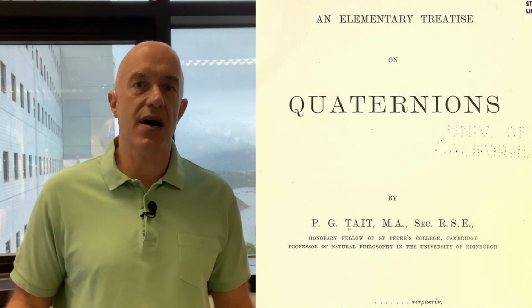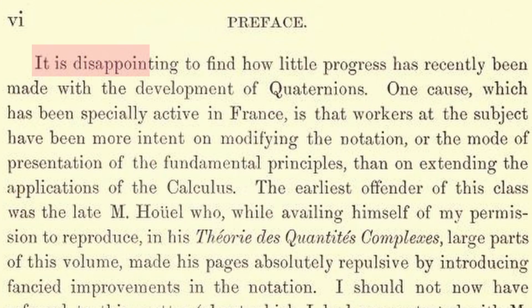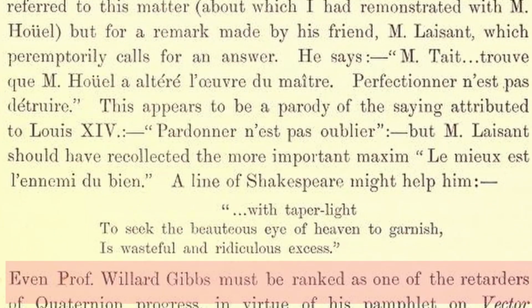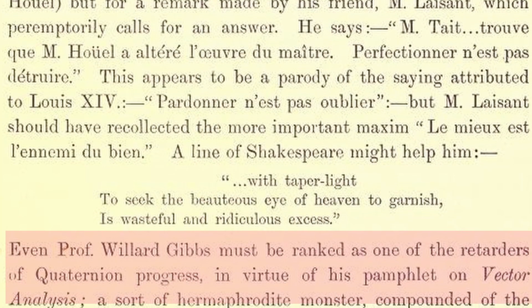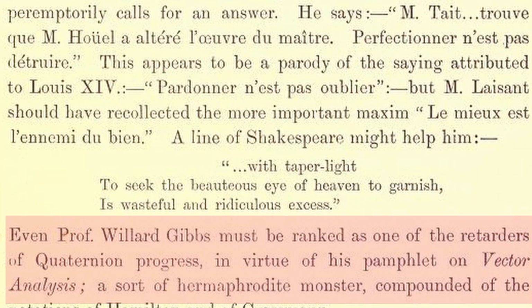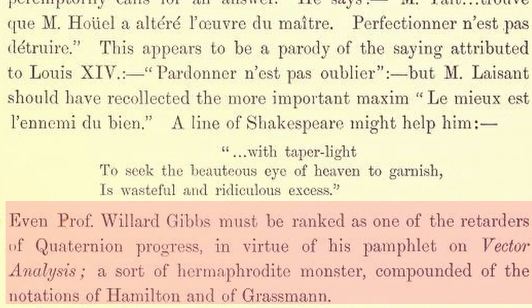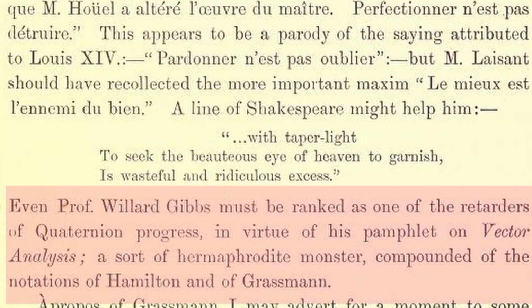In 1890, Tait wrote in the third edition of his book, An Elementary Treatise on Quaternions, "It is disappointing to find how little progress has recently been made with the development of quaternions. Even Professor Gibbs must be ranked as one of the retarders of quaternion progress in virtue of his pamphlet on vector analysis, a sort of hermaphrodite monster compounded of the notations of Hamilton and of Grassmann." Grassmann, at that time, was a well-known German mathematician.